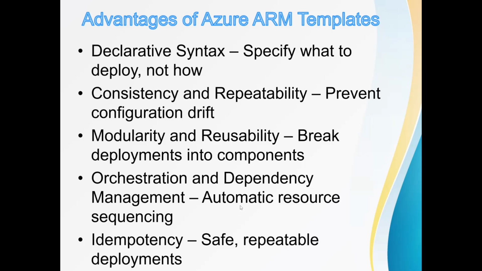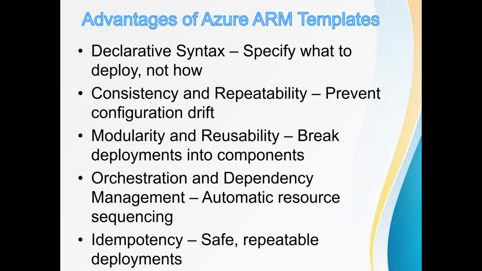Orchestration and dependency. It allows us to have automatic resource sequencing. So we can have orchestration between the resources getting deployed. We can have dependency, like resource 1 should get deployed first, resource 2 should get deployed next, and its output will be used in the deployment of resource 3. So all that orchestration can be managed.